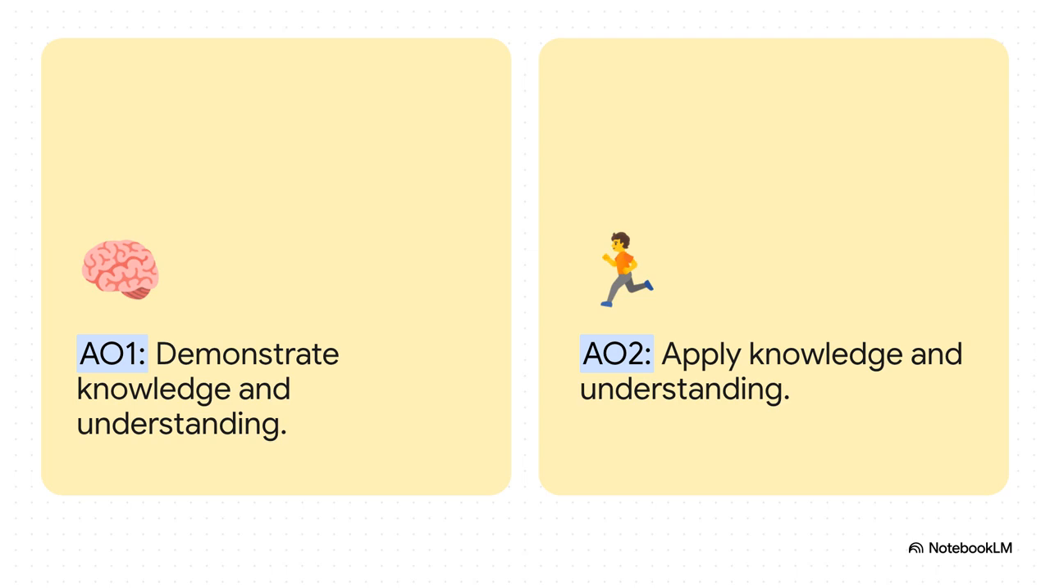Level 1 is AO1. That's just knowing your stuff, like facts and definitions. Level 2 is AO2. That's taking what you know and applying it to a sport. But level 3, the boss level, that's AO3. This is where you have to analyze and evaluate.